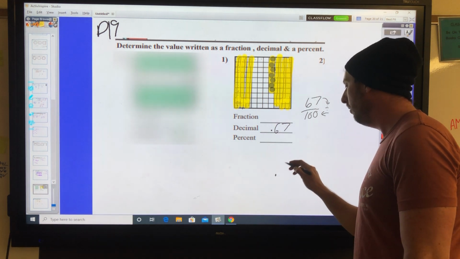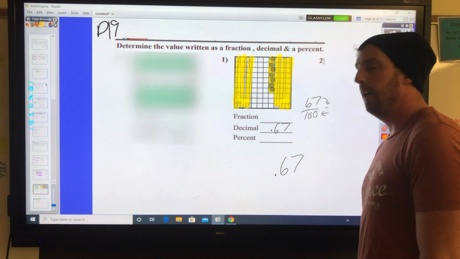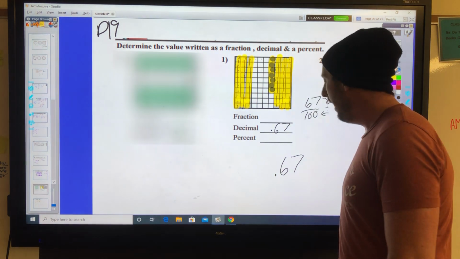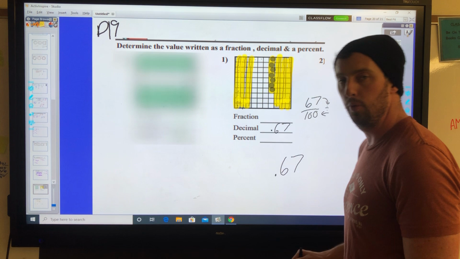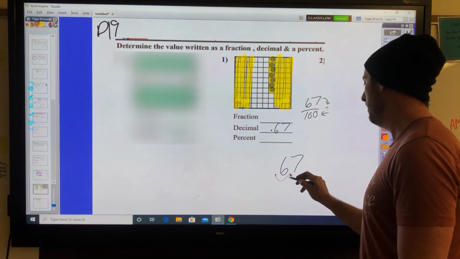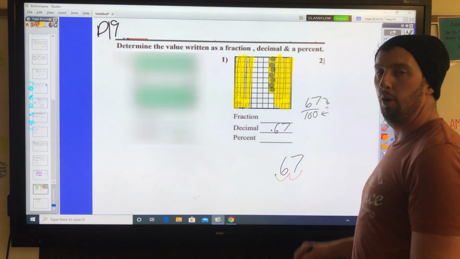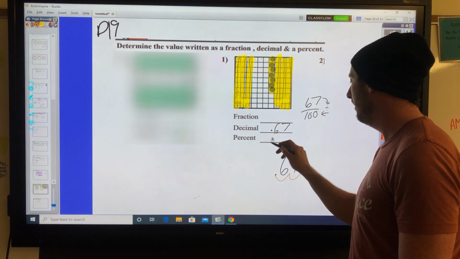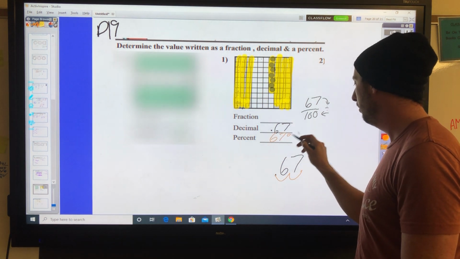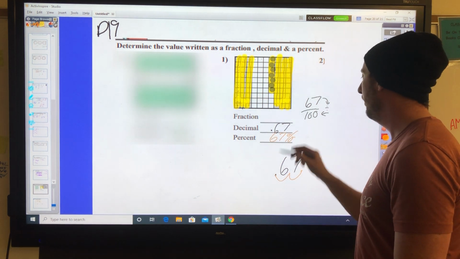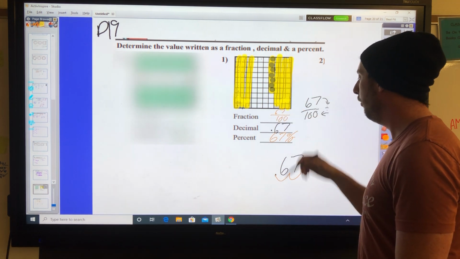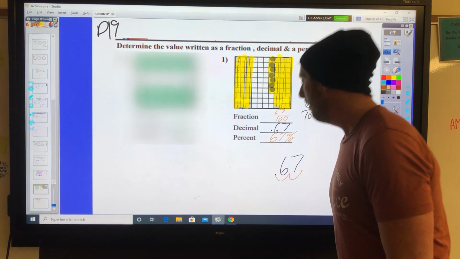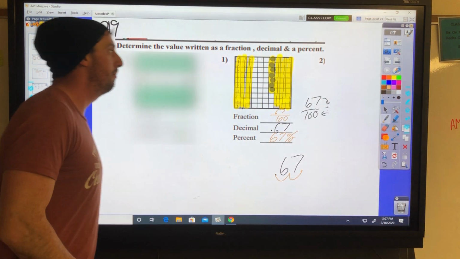So if my decimal is 0.67, how do I change a decimal to a percent? I have to bump this decimal place over 2 spaces to the right, 1, 2, and then throw my percent symbol in there. So the percent is 67%. So my fraction is 67 out of 100. My decimal is 0.67, and my percent is 67%.